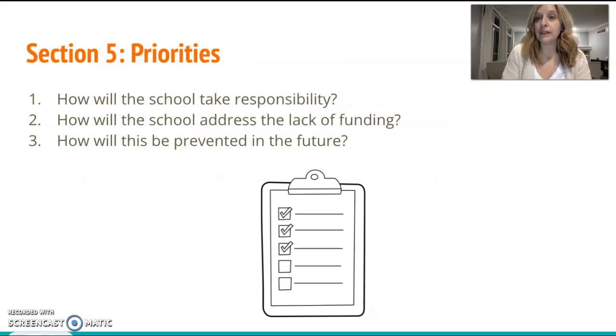So when I think about this case, the problem is that the raffle for cash event happened. It happened, there were consequences for Mr. Bailey, but now the problem has become, how are we going to address it? So there are 3 priorities that I think need to be addressed. First, how will the school take responsibility for its role in the raffle for cash event? The second is, how will the school address the lack of funding that's going to take place? And third, how can we prevent something like this from happening in the future?